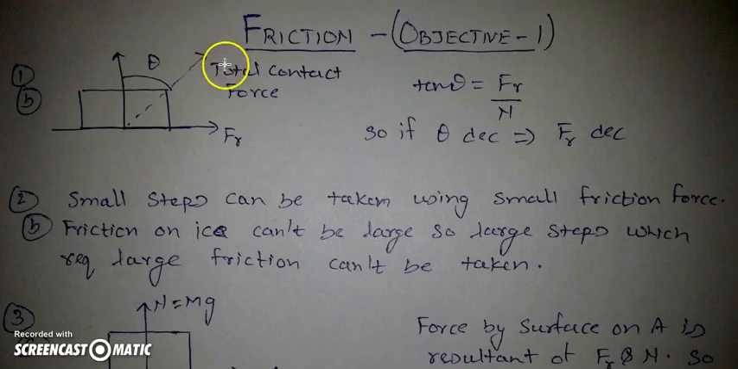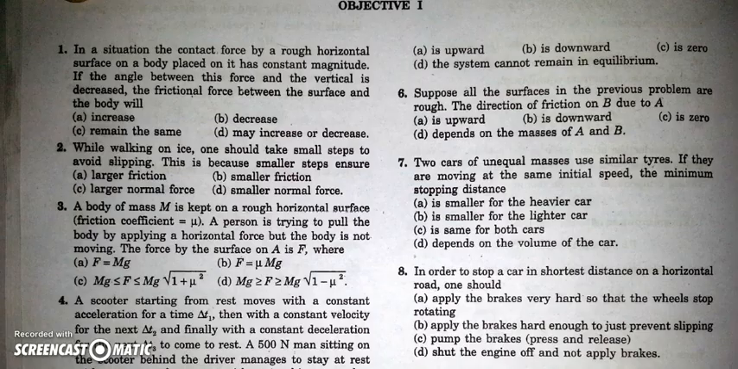By contact force we mean the resultant of normal and friction force. So if the angle between the normal and the total contact force is decreasing, it means tan theta, which is Fr by N, will be decreasing, so friction should decrease as normal will remain the same, because the body is on a horizontal plane at rest. Normal is just balancing mg, so normal will remain mg. So as theta decreases, friction must decrease. Okay, let's move on to the next question.